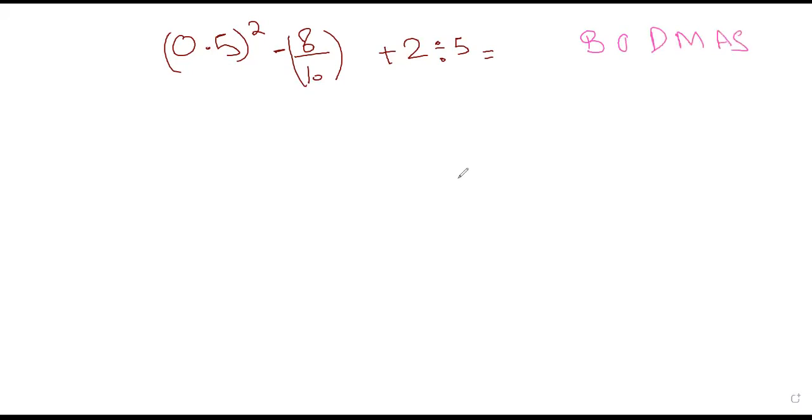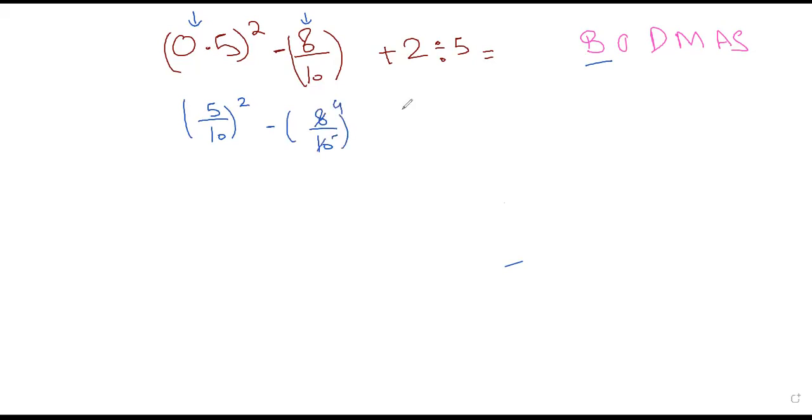Right, so do we have brackets? Yes, we do. Where? In 8 divided by 10, and in 0.5 square. We have two brackets, so we'll solve both of these in the first part. What is 0.5? 0.5 is 5 by 10, to the power square, minus 8 by 10. 8 by 10 would be 4 by 5.